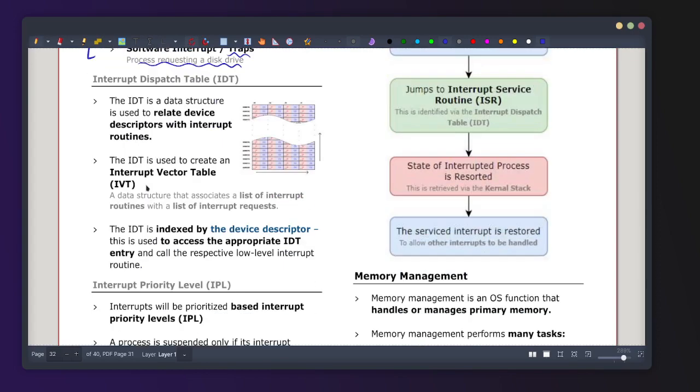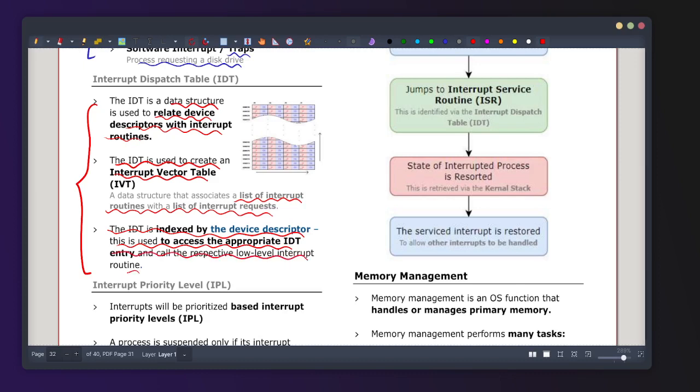Now we'll go back to the interrupt dispatch table. Now let's read this first and understand that the IDT, or interrupt dispatch table, is a data structure which is used to relate device descriptors with interrupt routines. The IDT is used to create something called an interrupt vector table, IVT, which is a data structure that associates a list of interrupt routines with a list of interrupt requests. The IDT is indexed by the device descriptor. This is then used to access the appropriate IDT entry and call the low-level interrupt routine. Now, we'll understand what on earth this entire jargon meant.